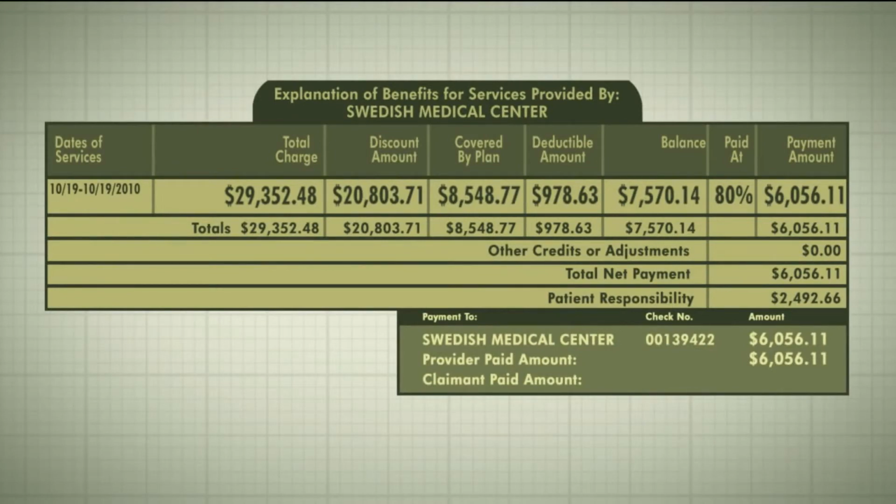If anyone has health insurance, Medicaid or Medicare, they see these all the time. It's called an explanation of benefits, and everyone refers to it as an EOB. On this particular one, this is a real EOB, and this is a surgery that was done at Swedish. The billed amount that went to the health insurance was $29,000. Your health insurance comes back and says, normal and customary, we're going to reduce this by $20,000, and the amount that's covered by the plan is $8,500. Now, you might be saying, why are you showing me this? And I want to tell you why.